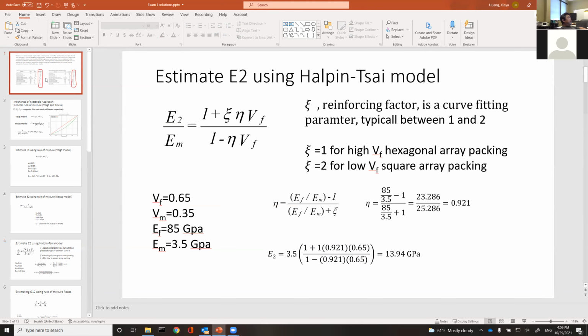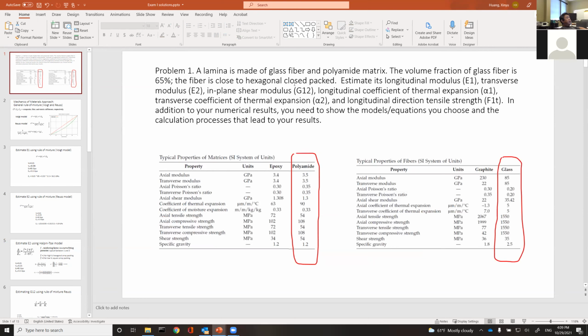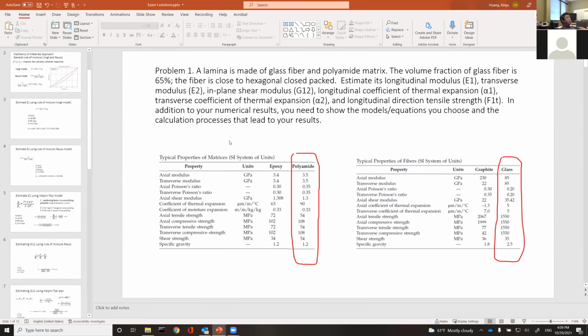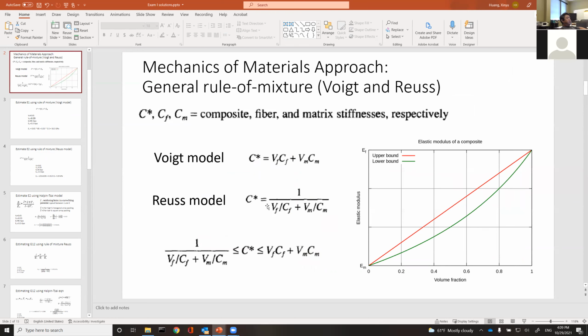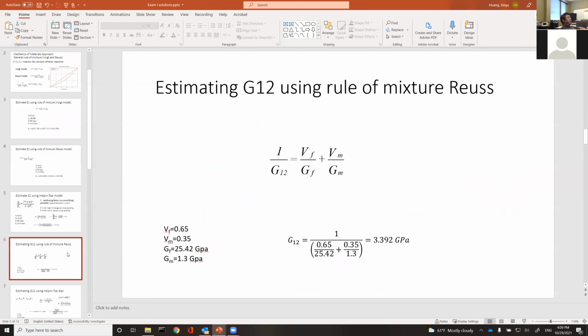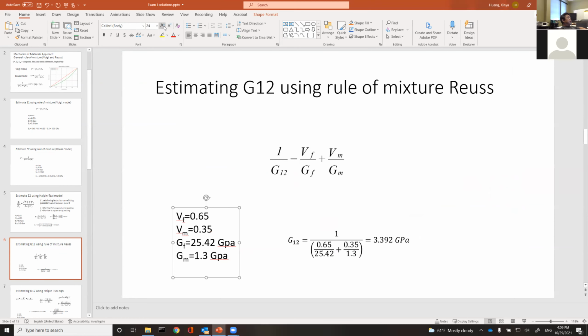All right, so where are we now? So we estimated E1 and E2. The next thing we want to estimate is G12. G12 is the in-plane shear modulus. G12 is very similar to E2, a material loaded in series, not in parallel. Okay. So if you want a rule of mixtures, you want to pick the Roos model, this model. Again, another choice is the Halpin-Tsai equation. So again, I did both. I first applied the Roos model, which is a rule of mixtures.